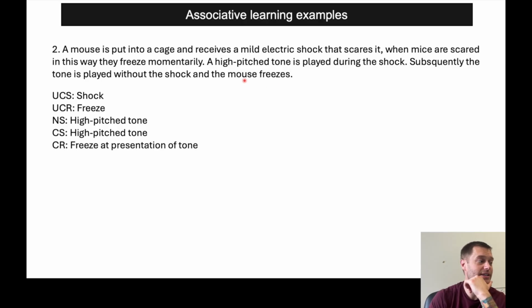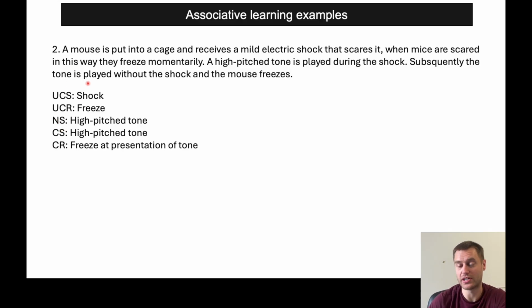Okay, so the unconditioned stimulus is the shock. The mouse does not need to learn that the shock is going to scare it. The unconditioned response is the freeze, because when mice are scared in this way, they will just stop moving. And this is actually called contextual fear conditioning.